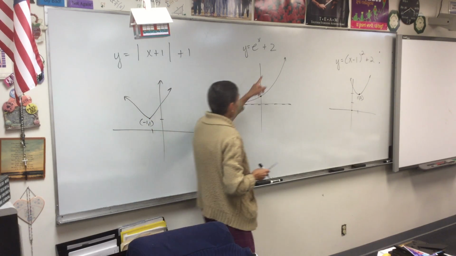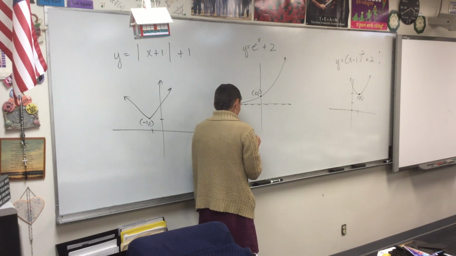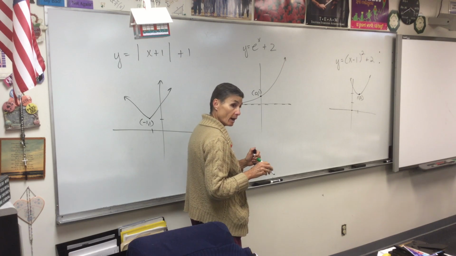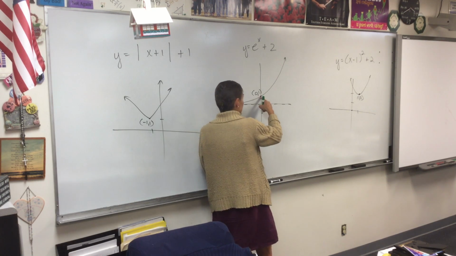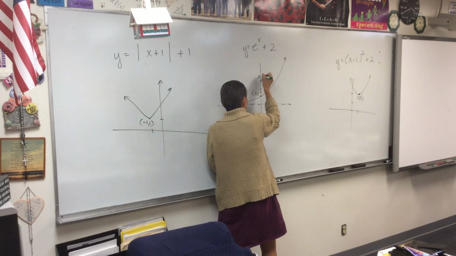Now, what happens when I add 2 to it? I haven't done that yet. This is the basic curve. What happens when I add 2 to it? It goes up 2. So see that point that's at 0, 1? It's now going to be at 0, 3.